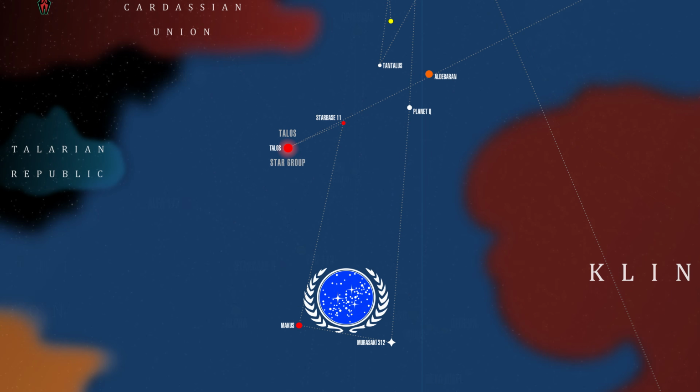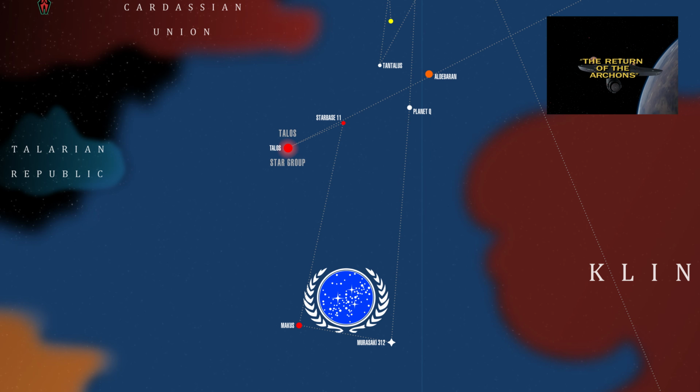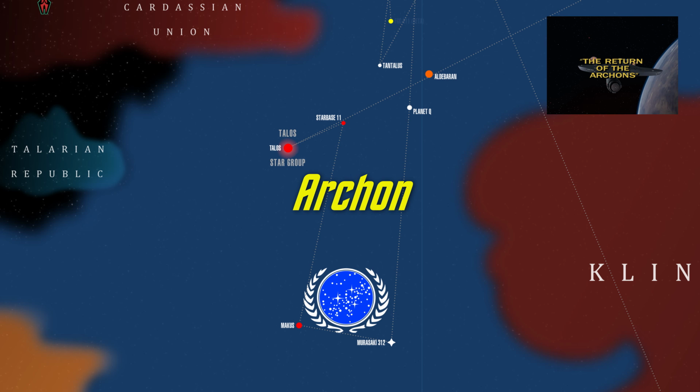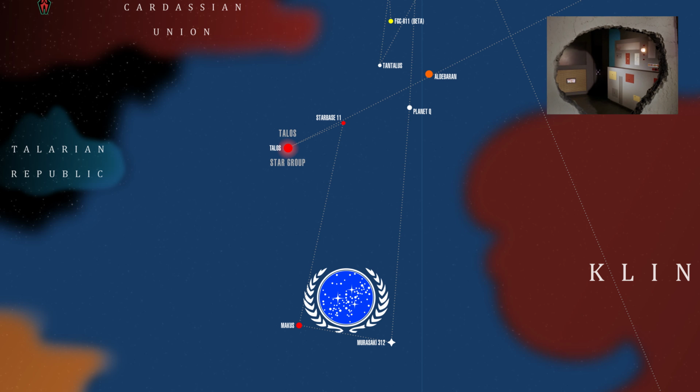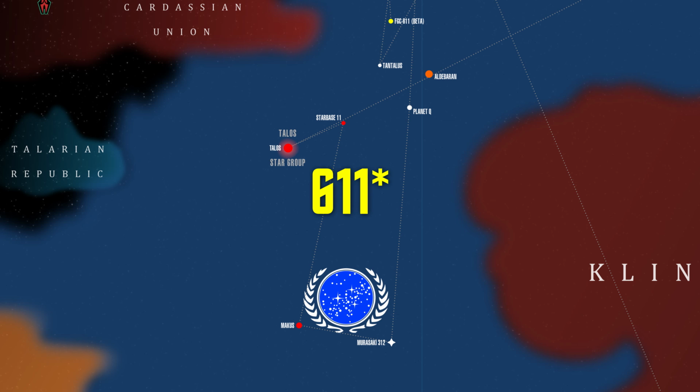In Episode 22, The Return of the Archons, the Enterprise finds the crash site of the 22nd century Earth ship, Archon, the planet Beta 3, home to a civilization that blindly obeys a machine intelligence called Landru. Beta 3 is in the FGC 111 star system, also in the Alpha Quadrant, somewhat near Cardassian space.